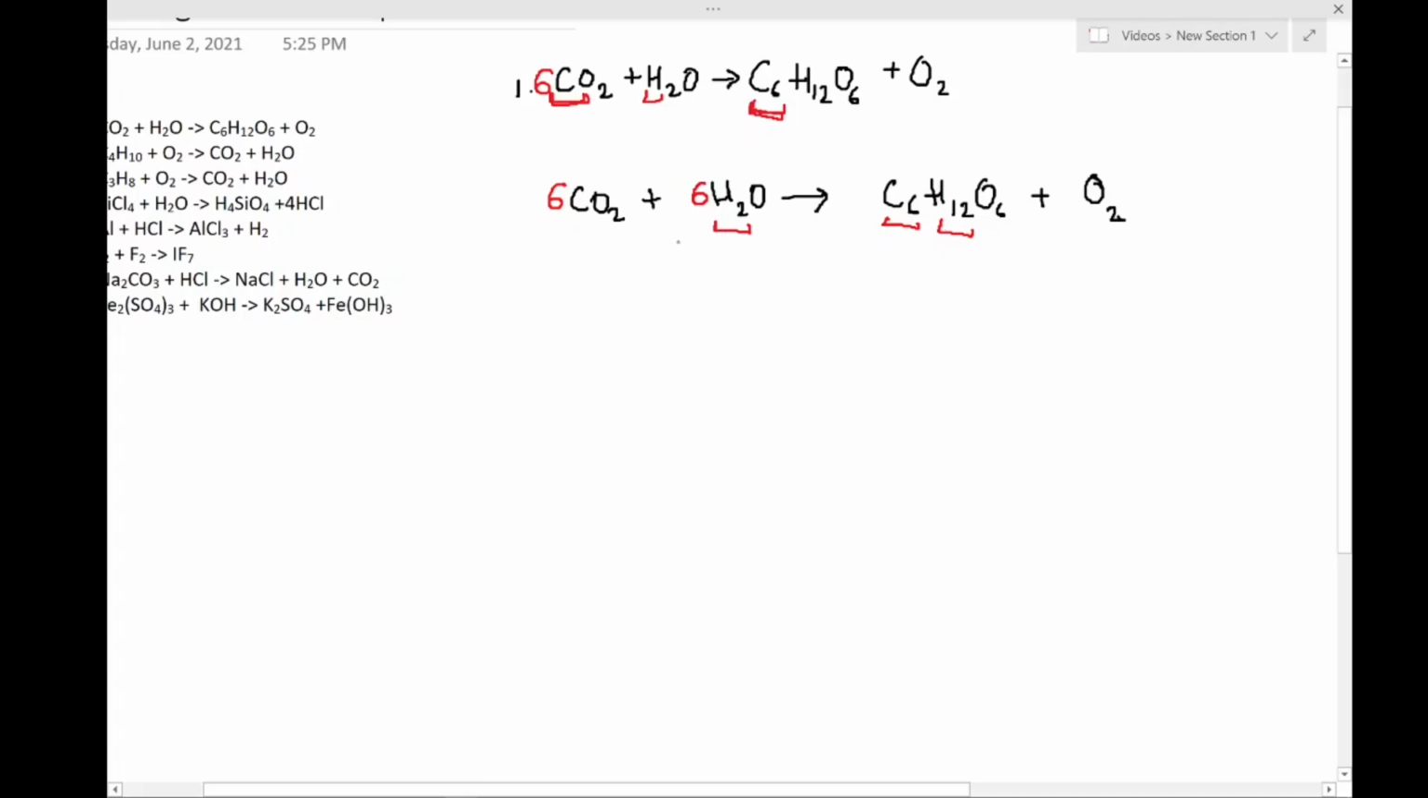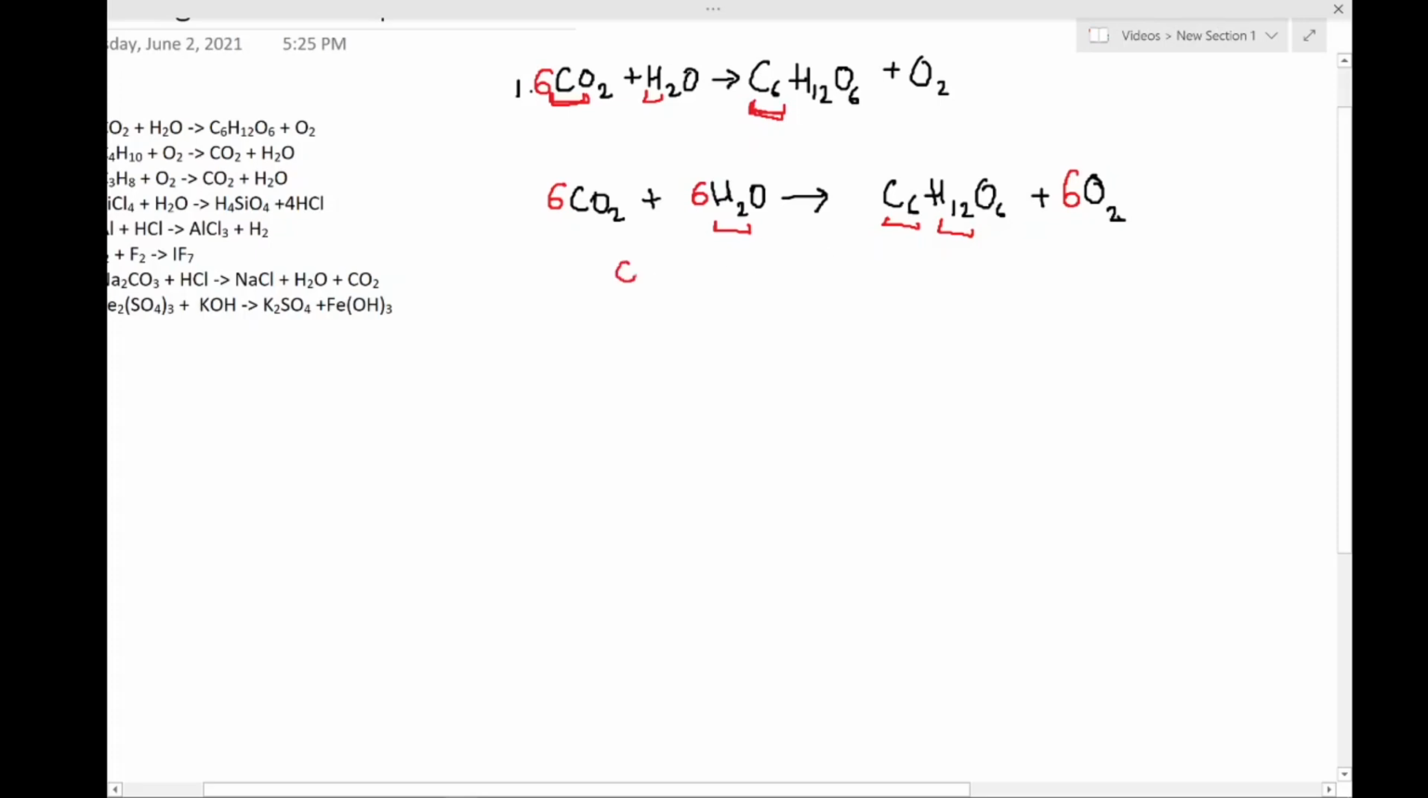Now what are we left with? We're left with the oxygen. So over here we have 6 times 2, which is 12, plus 6, which is 18. We have 18 oxygens on the left-hand side. And on the right-hand side, we have 6 oxygens in the glucose and 2 oxygens by itself. So 6 plus 2 gives us 8. Now what I'm going to do is place another 6 over here, just to see if this balances that out. Now what do I have is that 6 times 2, which is 12, plus 6, which gives me 18 oxygens. Let's just do a quick check.